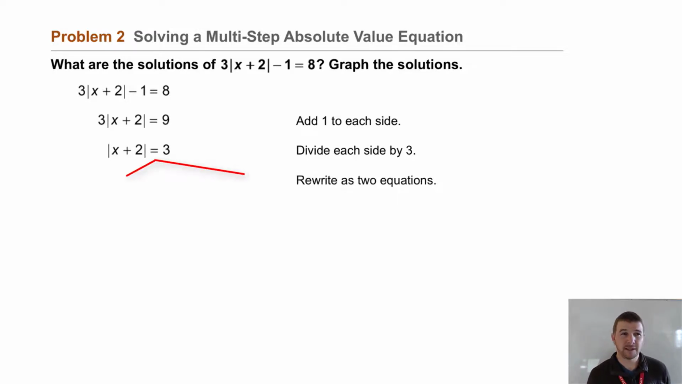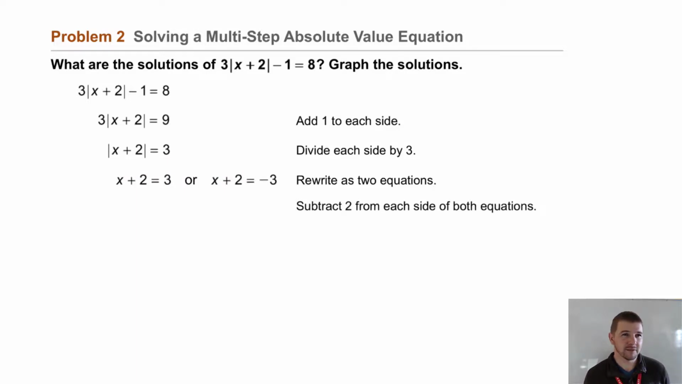So at this point, we split it into 2 equations. x plus 2 equals positive 3, and x plus 2 equals negative 3. These 2 equations, when we work them out, will give us our up to 2 solutions. On the left, x equals 1, and on the right, x equals negative 5. So these should be the 2 values of x that when we substitute them into the original absolute value equation, satisfy it or make it true.